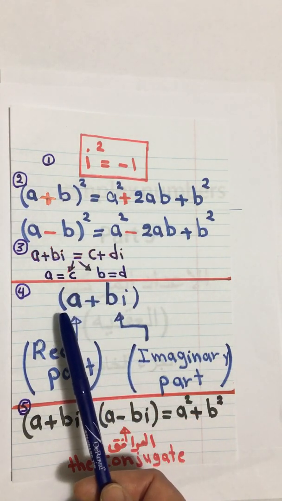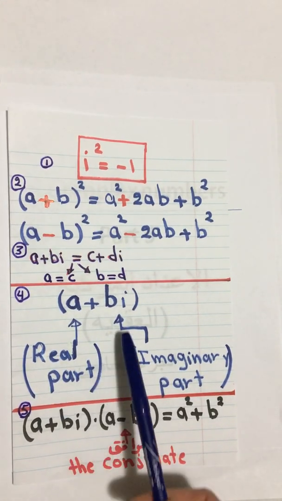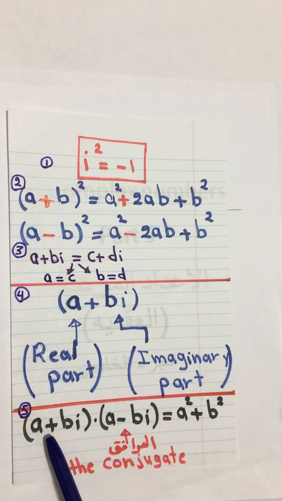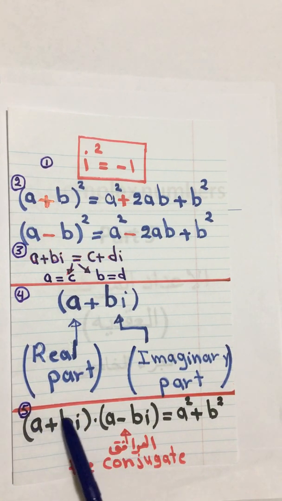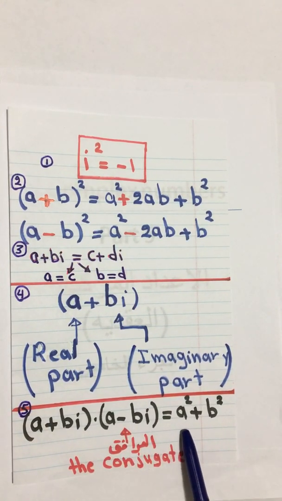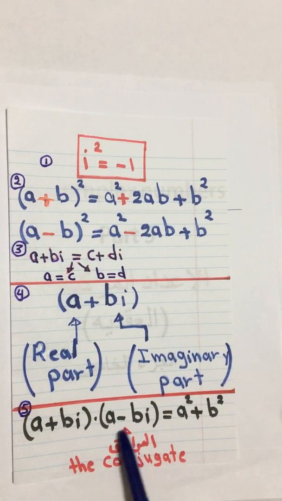And the complex number form is a plus bi. A is the real part, b is the imaginary part. And when we multiply a complex number with the conjugate, a plus bi times a minus bi, we can have a squared plus b squared, the conjugate أو المرافق.